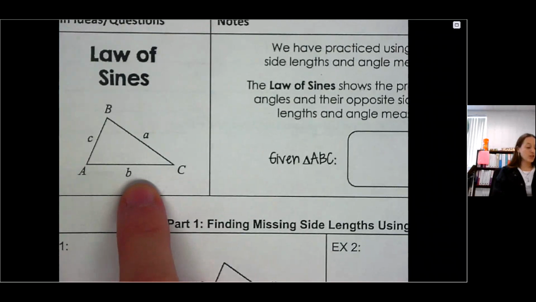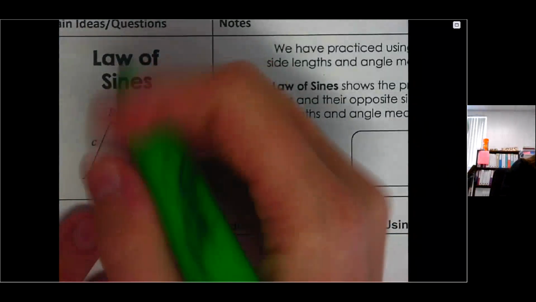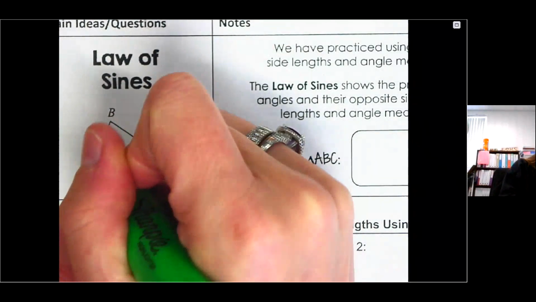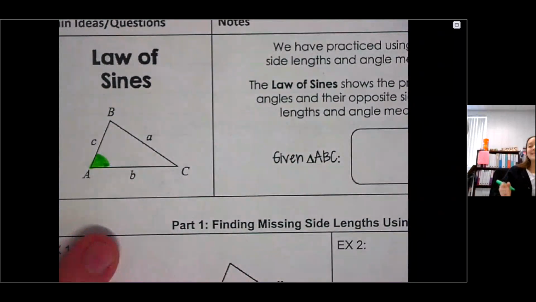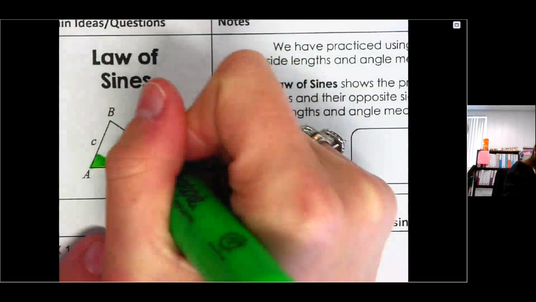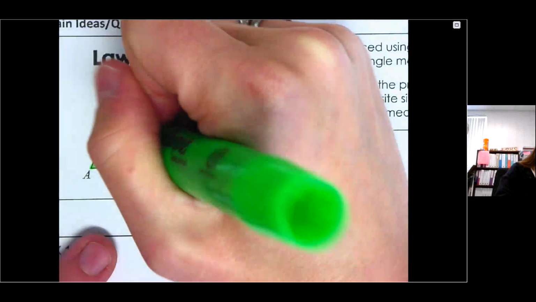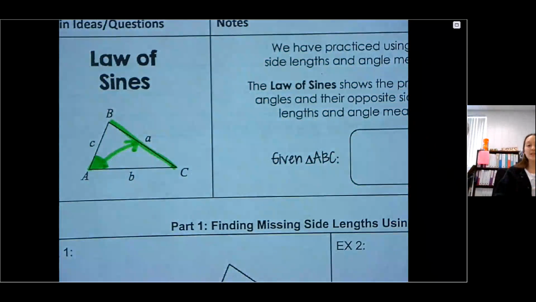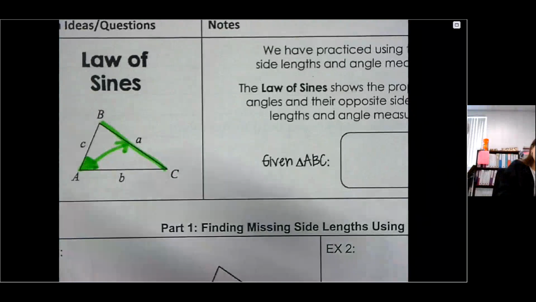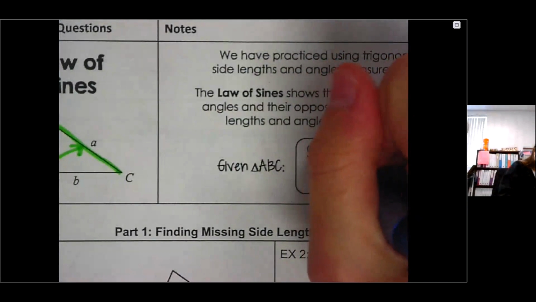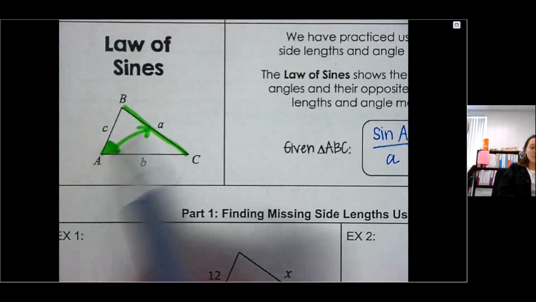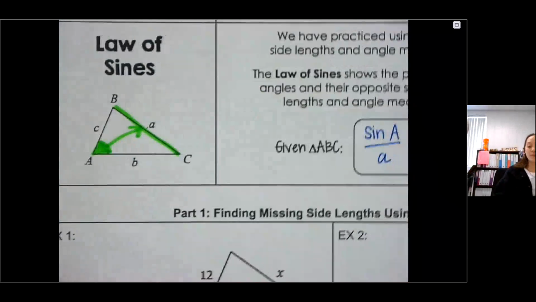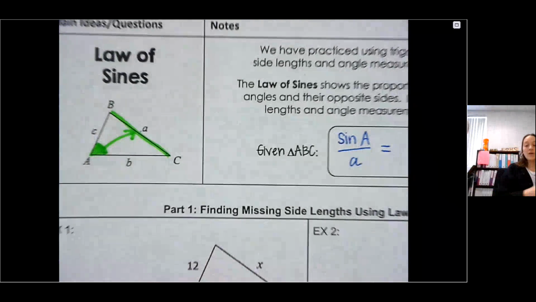So the proportional relationship is as follows. If you take one of the angle measures of the triangle, say angle A, and you take the sine of that angle, and you divide it by the side that is opposite that angle, that should be proportional for all sides of the triangle. In other words, I can write it like this: the sine of angle A divided by side a. That's my first proportion. It should be equal for all three proportions of the triangle.